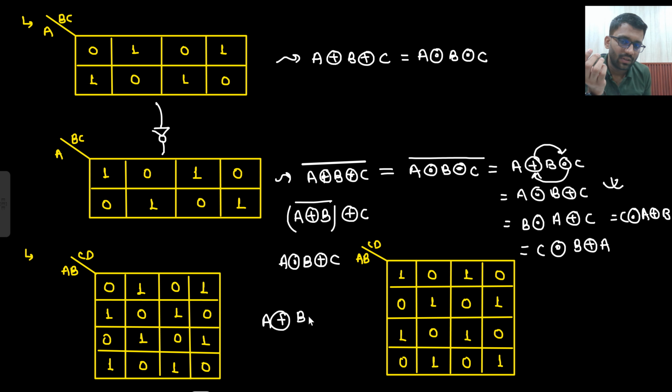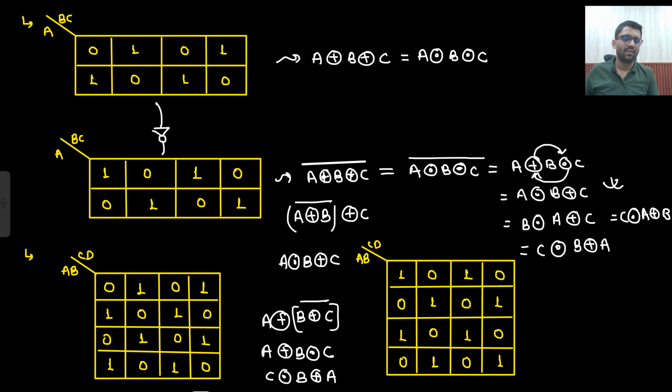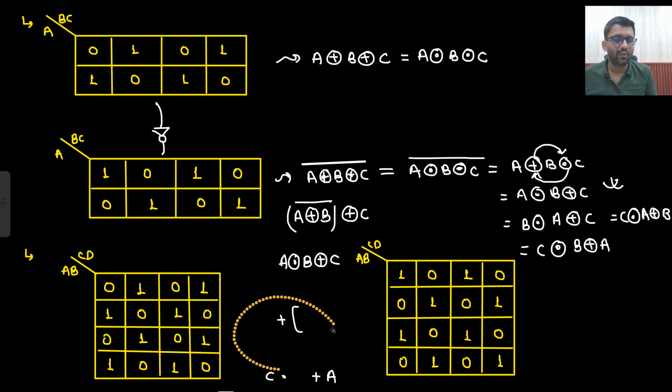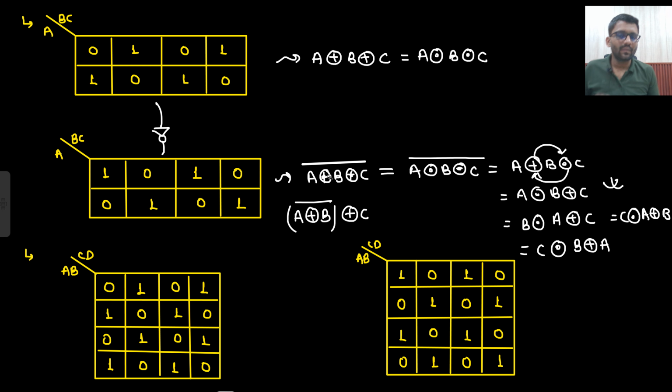A XOR. Can I write it in this manner? Yes, you can write it in this manner. It would be A XOR. What is this? And now these two can move. C XOR B XOR with A. This you are getting. So on top level, how will you remember it? That one of them will be replaced with a dot and one will be plus only, and then they can move around. That's it. This is how we will remember it.